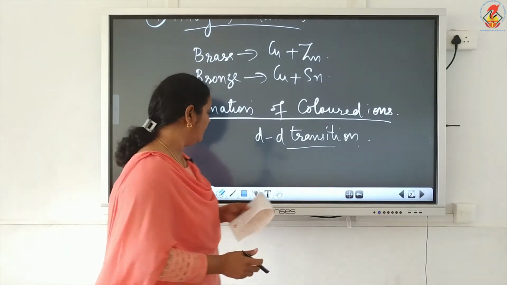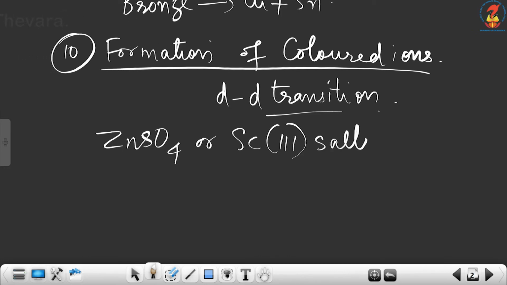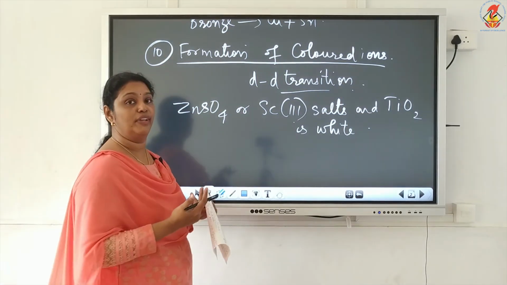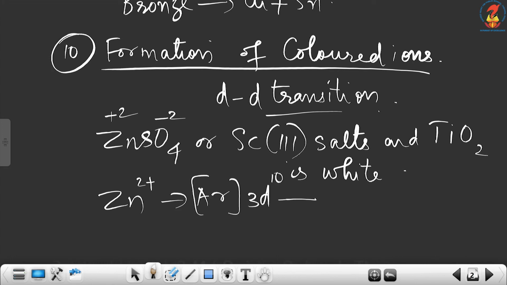Now, we have a question: are zinc sulfate, scandium 3+ salts and titanium dioxide white in color or colorless? What is the answer? You have to check the electronic configuration of these metal ions. Zinc sulfate means zinc has a +2 oxidation state. You know the configuration: Zn2+ will be argon 3d10. Now, this is colorless. Why? Due to the completely filled d orbital.